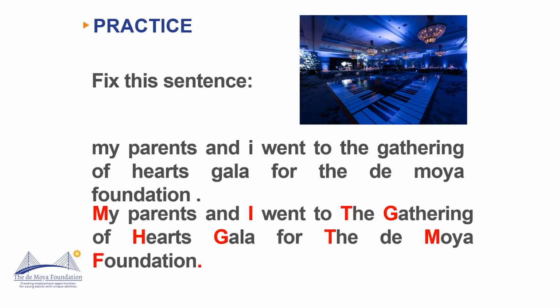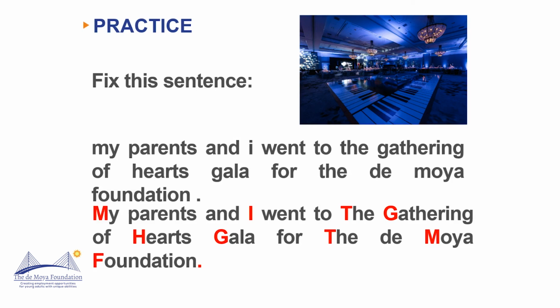The first mistake is that the first letter of the sentence is not capital. The next mistake is that the word I is not capital. Remember guys, I is always, always, always capital, no matter where it is in the sentence. Mistakes 3, 4, 5, and 6 are in the name of the event. The T, G, H, and second G must be capital. There's only one Gathering of the Hearts Gala. The Gathering of the Hearts Gala is a proper noun and a name.